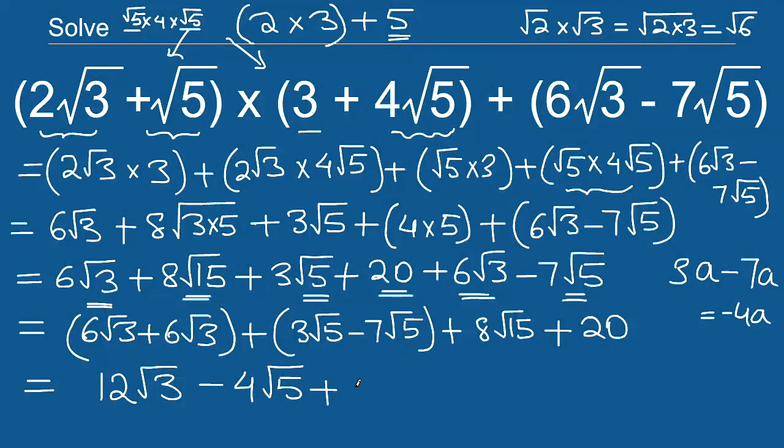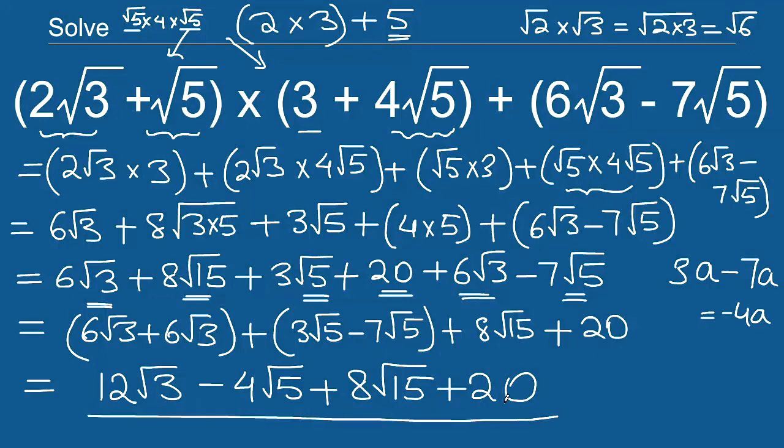And then we have 8 square root 15 plus the number 20. So this entire thing is our final answer. Because can we simplify it any further? Actually, we can't simplify this any further.